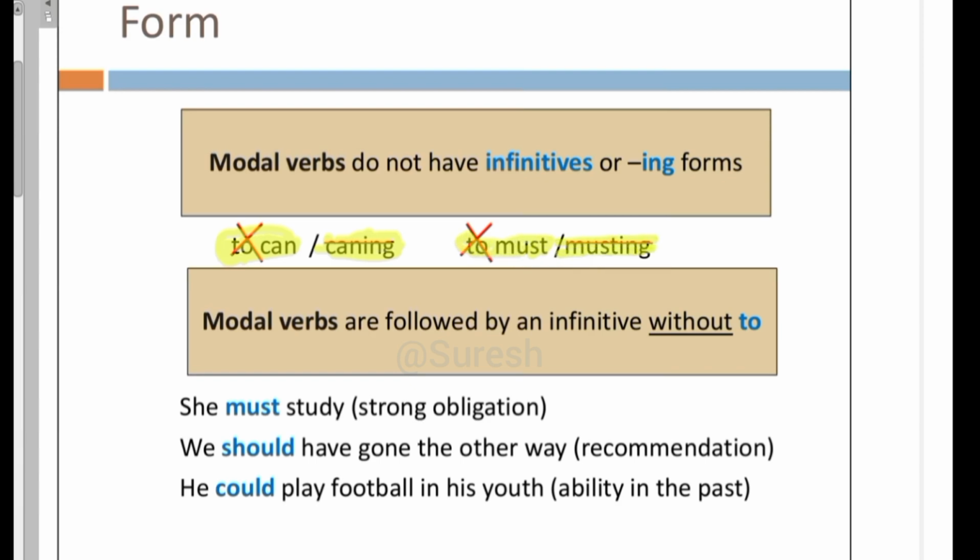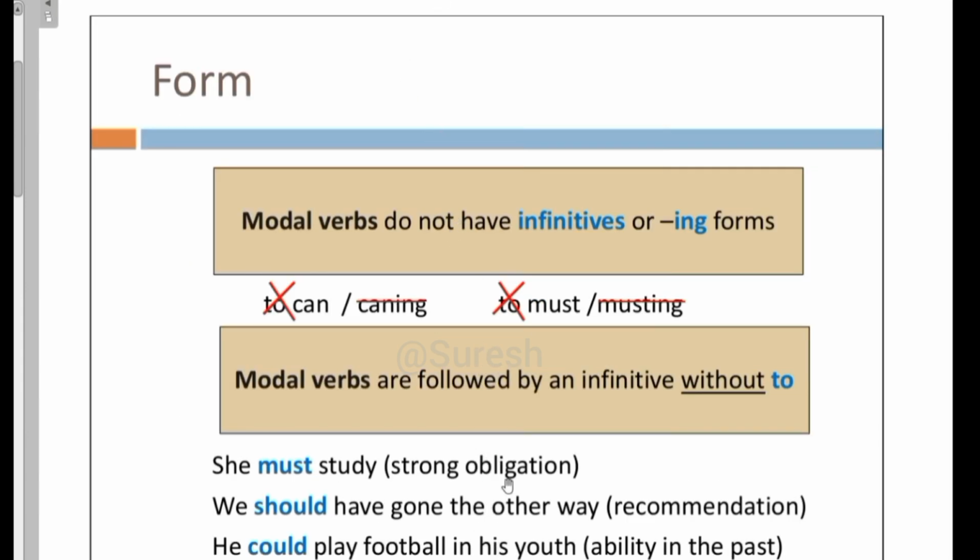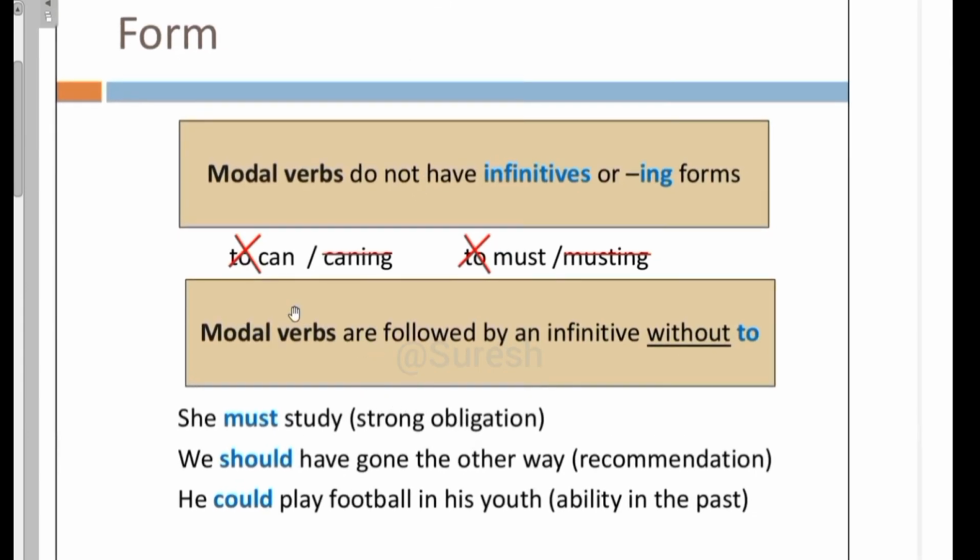Musting also we can't use, or we can't add ing to the modal verb. See, next one more thing they are explaining, you have to read that again. Modal verbs do not have infinitives or ing forms. Clear with that? And next you see, modal verbs are followed by an infinitive without to.